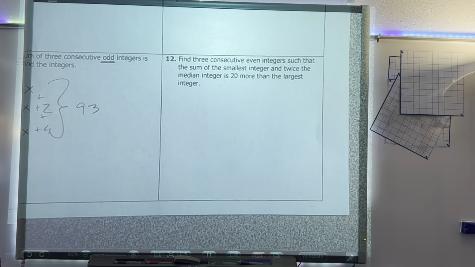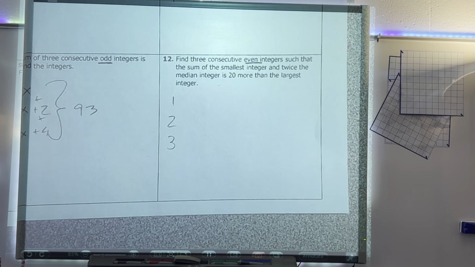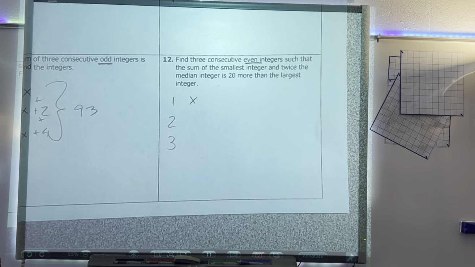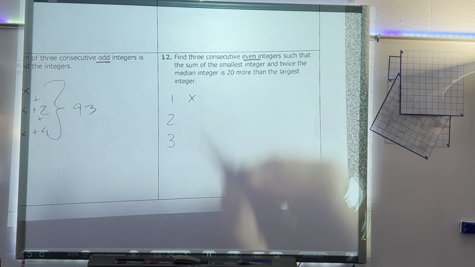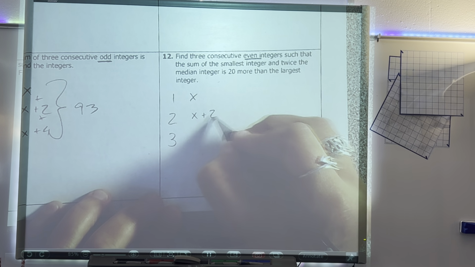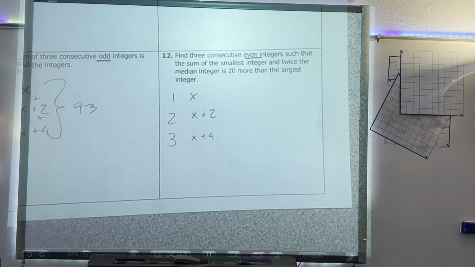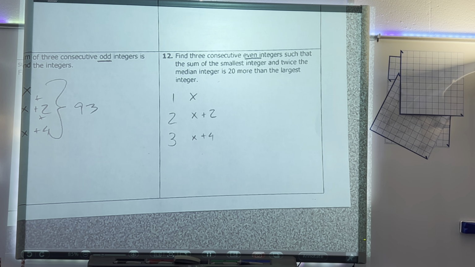Okay. Then the next one says find 3 consecutive even integers. So this one, my first one is still x. I just can't pretend it's 1. I got to pretend it's 2, right? So if it's 2, then the next one would have to be x plus 2, because it's 2 away, which makes this one x plus 4. Everybody okay with that?